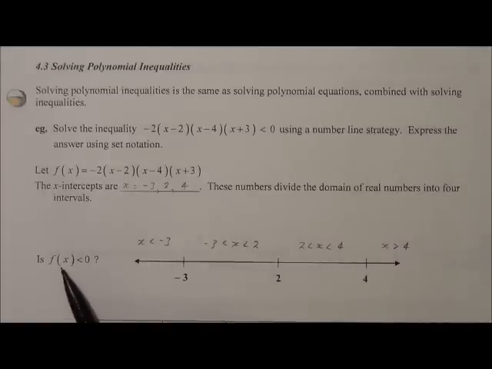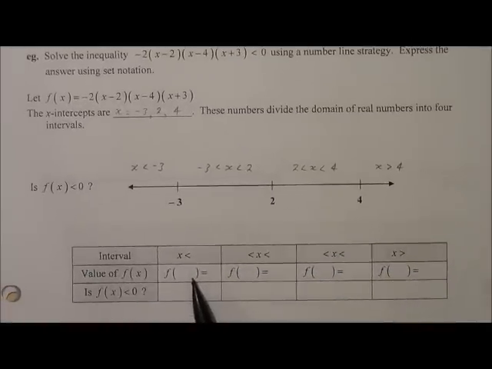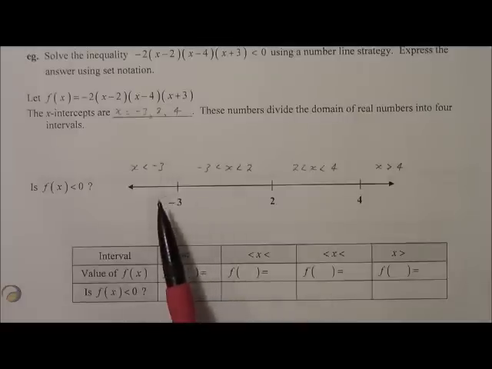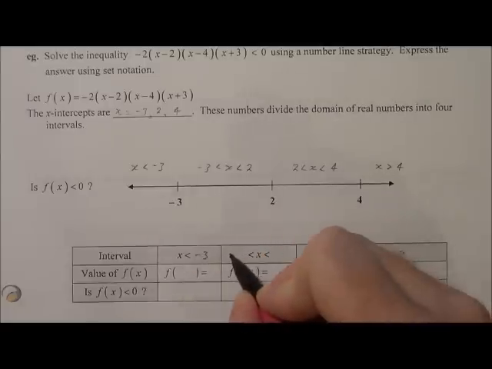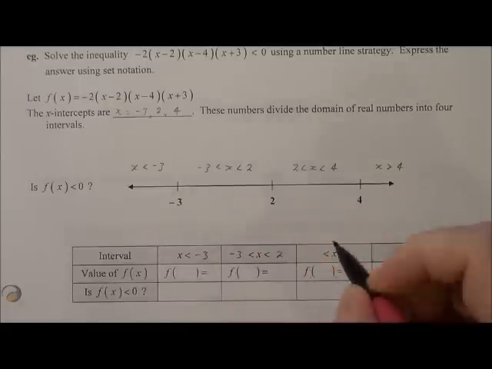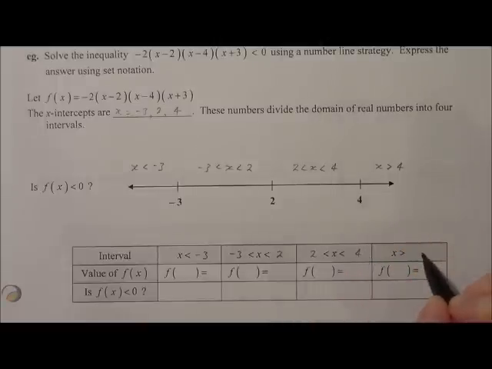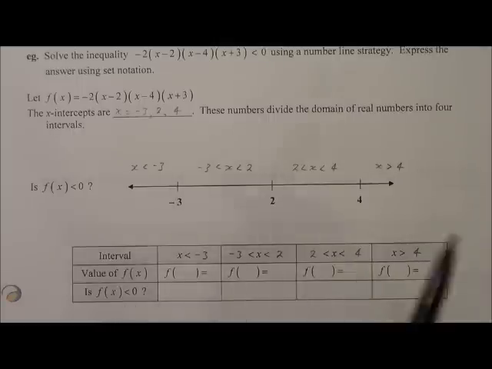So we want to now ask, is f of x less than 0? So what we need to do is set up a little table, as we see here, and just choose some test values that are in the intervals that we're looking at. So here's x less than negative 3, negative 3 less than x less than 2, again 2 less than x less than 4, and x greater than 4. So we're going to choose a test value in this interval, substitute it into f of x, and see if then f of x is less than 0 or not.